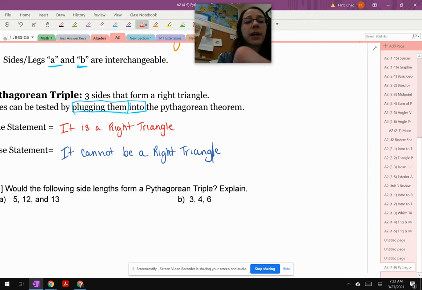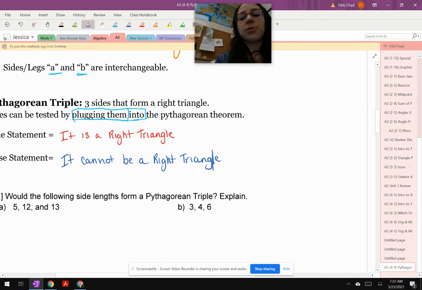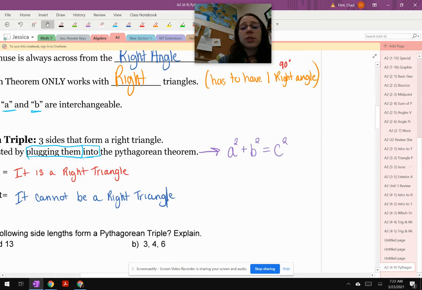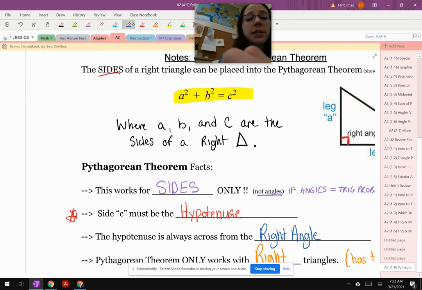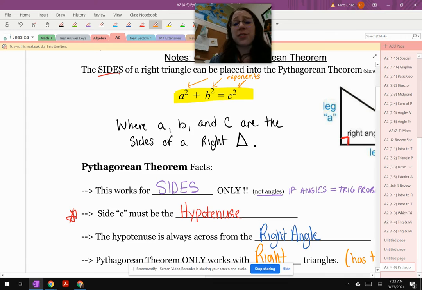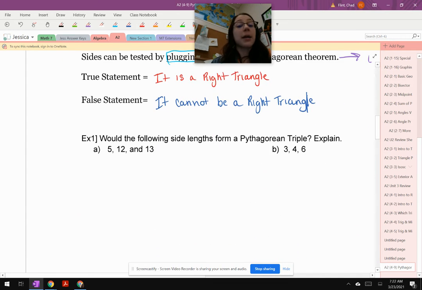And just remember that Pythagorean theorem. I don't think you need to memorize it. I think you get it on the formula sheet, but it's easy enough. A squared plus B squared equals C squared. And just keep in mind that these little squares are exponents. So don't mistake those for times 2. Don't write them like times 2.